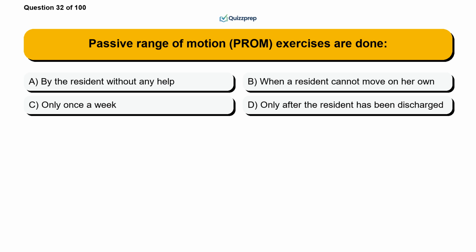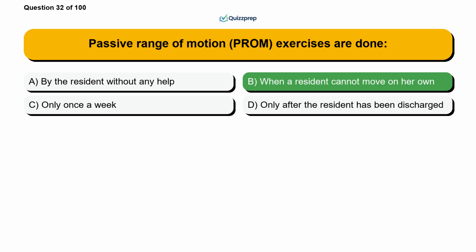Option A. By the resident without any help. Option B. When a resident cannot move on her own. Option C. Only once a week. Option D. Only after the resident has been discharged. The correct answer is option B. When a resident cannot move on her own.